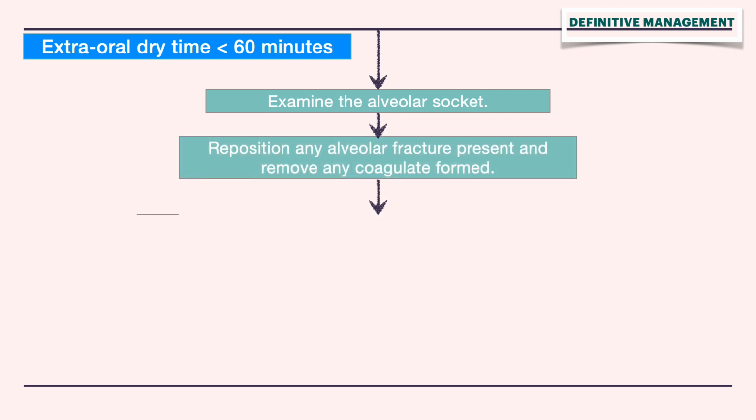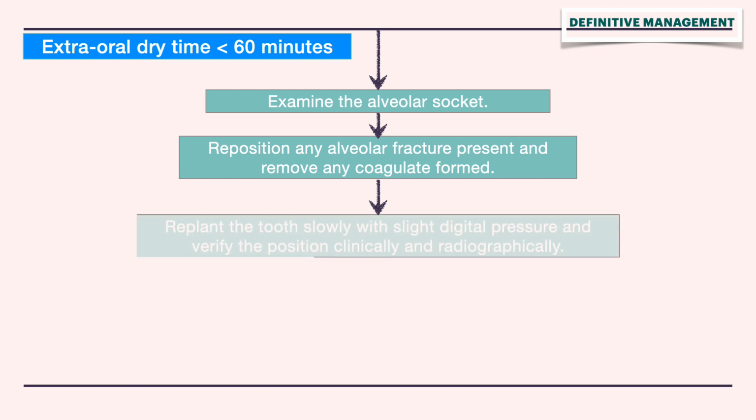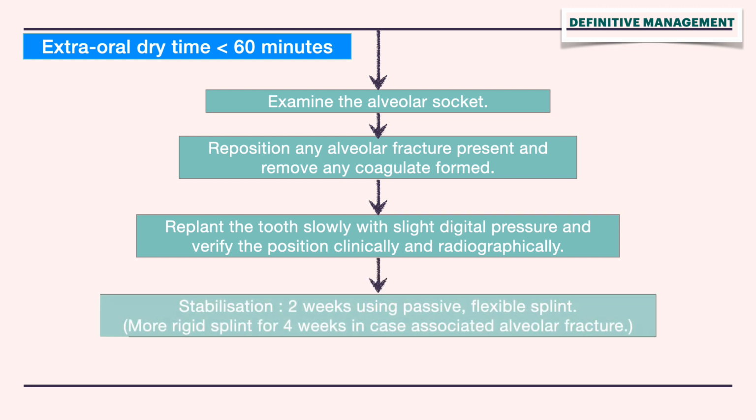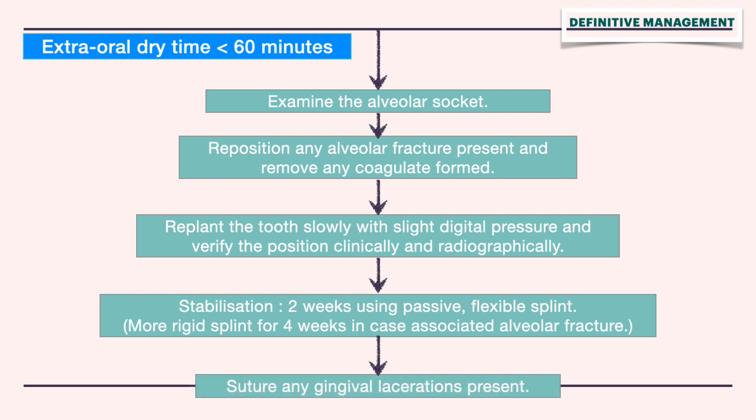The avulsed tooth should be replanted gently with slight digital pressure and the position verified. The tooth is stabilized using a passive and flexible splint for 2 weeks. A more rigid splint for 4 weeks is recommended in case of alveolar fracture. Any gingival laceration that is present should be sutured.